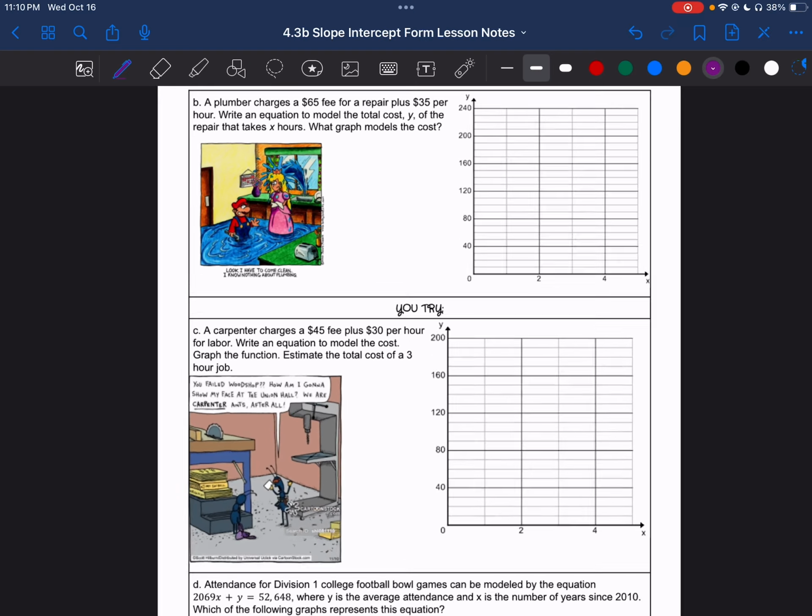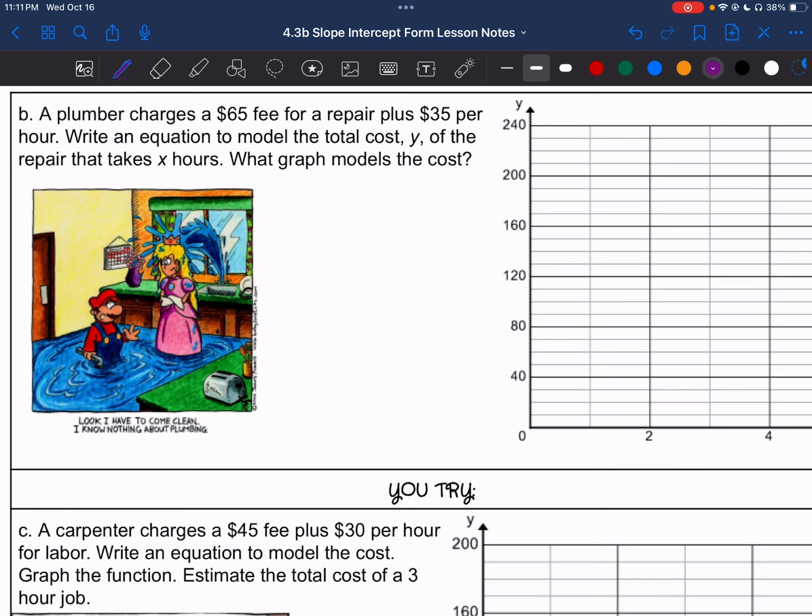All right, let's take a look at the next page. We have a plumber that is charging a $65 fee for a repair plus $35 per hour. We want to write an equation to model the total cost y of the repair that takes x hours, and then we want to graph it. So our important pieces of information: my rate. I'm looking for a rate of change. Again, remember from yesterday, that keyword of per is what I'm looking for. So $35 per hour seems like my rate.